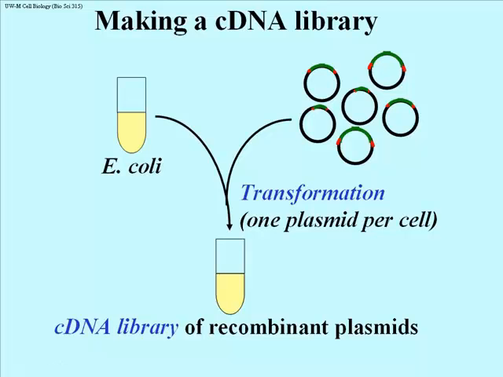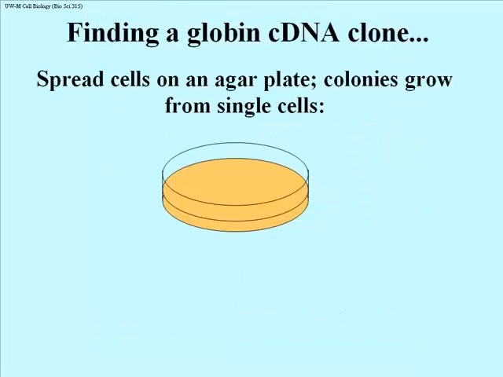Now the issue, of course, is how do you pick out of that library a clone that has something that you want, that is a cell that has something that you want, that you can clone a lot of. So how do you find, in this case, a Globin cDNA clone? Well, bacteria are grown on agar dishes, shown here, and so what you do is you spread the cells of your library onto an agar plate, and colonies will grow from single cells. So what you've done is spread the cells on an agar plate under conditions where there are not too many cells on every plate, say a few hundred. And so you get a few hundred colonies.